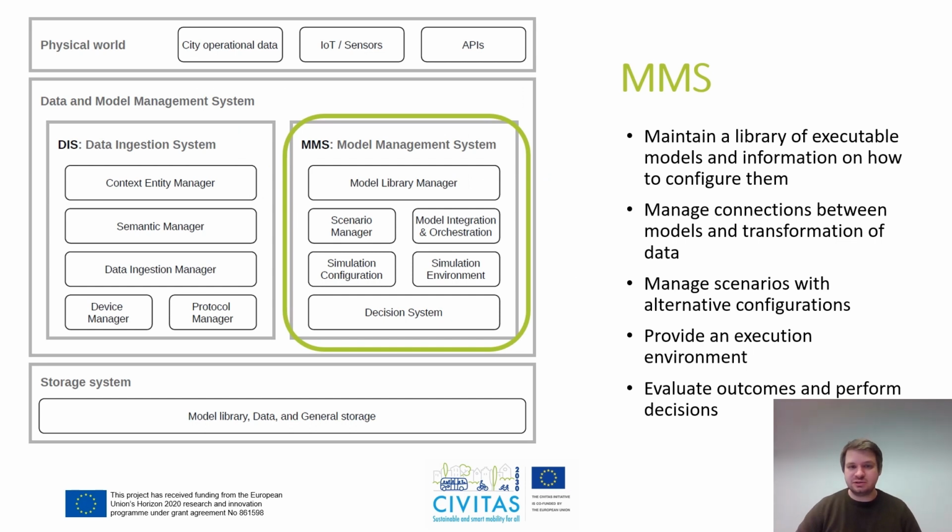These models have different inputs and outcomes. And one of the tasks of the model management system, specifically the model integration and orchestration component, is to know which outputs come from one model and which inputs go to another model, and then it needs to know how to connect these two. For this purpose, it is useful to have the semantics on the different data types, because there we will know which models are compatible in terms of the abstract information that we have on the different data sets that are needed or provided by these models.